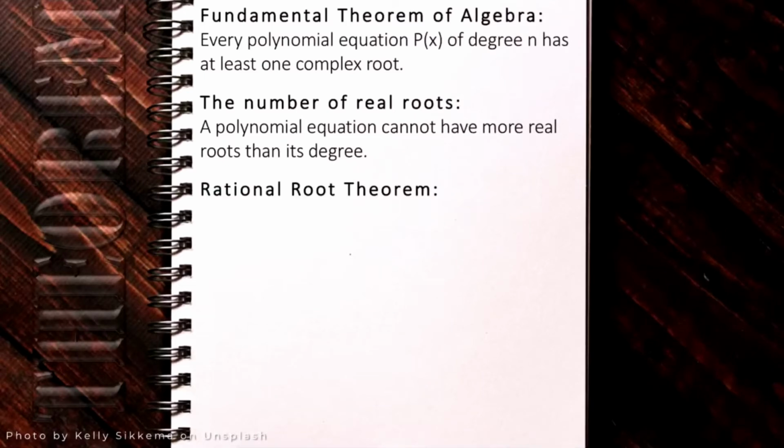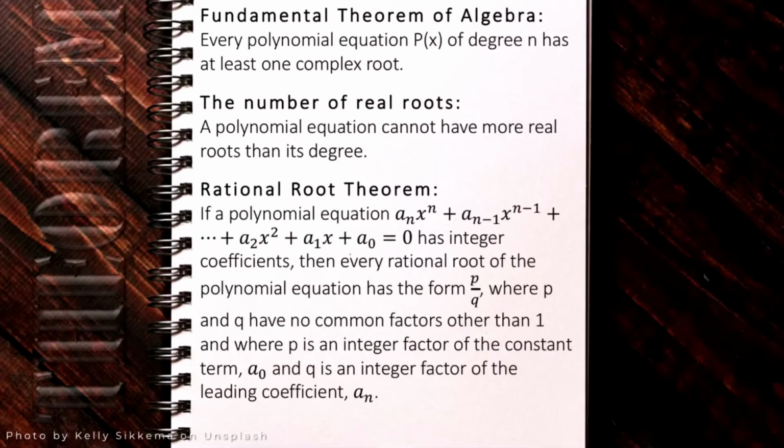The third theorem is the rational root theorem. If a polynomial equation, this is the form of polynomial equation, has integer coefficients, then every rational root of the polynomial equation has the form of p over q, where p and q have no common factors other than 1, and where p is an integer factor of the constant term a sub 0, and q is an integer factor of the leading coefficient a sub n.